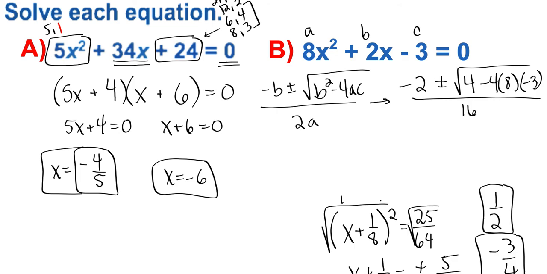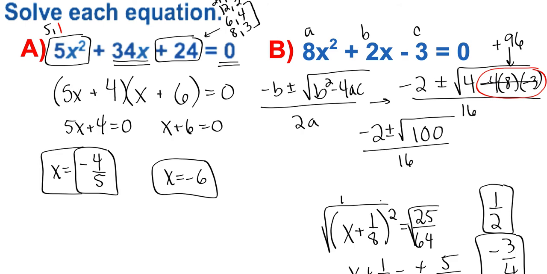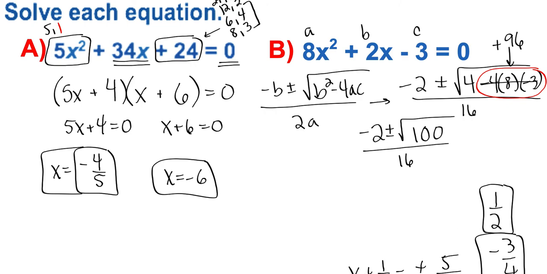So remember, I recommended that you write that out like that so you can see if your sign is going to be negative or positive. So negative 2 plus or minus the square root of, that will be a 4 times 3 is 12 times 8 is a 96. So that's going to be plus a positive 96 underneath there. So under here we'll have 100 over 16. Okay, square root of 100, hopefully you know that's 10. So we'll have negative 2 plus or minus 10 over 16.